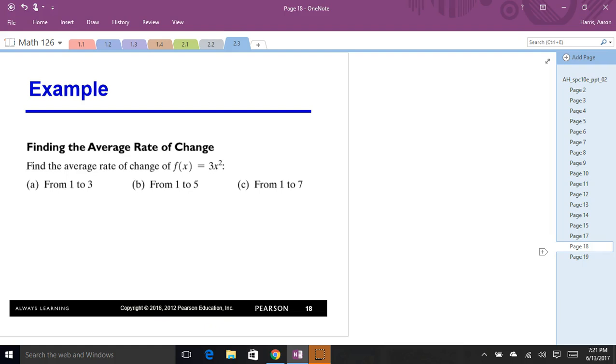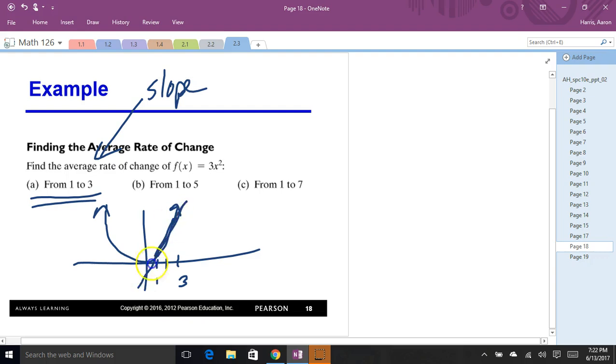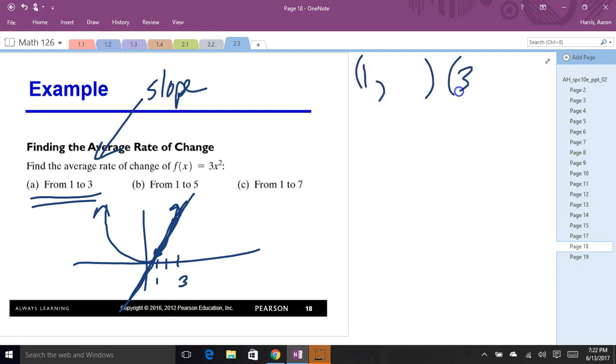Let me give you an example. Find the average rate of change. So all you're thinking is find the slope. Okay, and let's do it for this first one here, from 1 to 3. So you've got this function 3x squared, and you're doing it from 1 up to 3. So you're just finding the slope from 1 to 3. What is the slope of that secant line from 1 to 3? That's what you're doing. So we have the two x's. They're giving us from 1 to 3. So you have to find the y's.